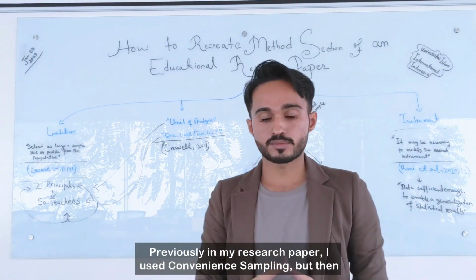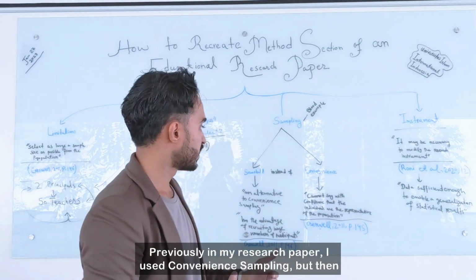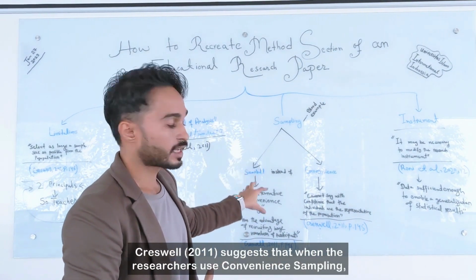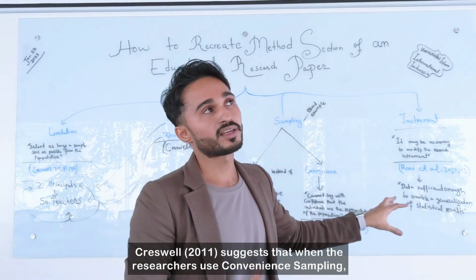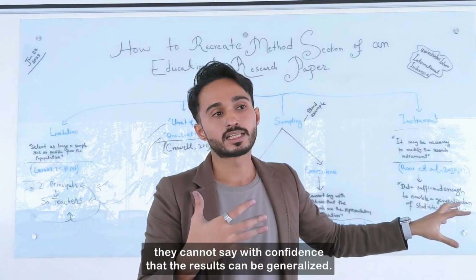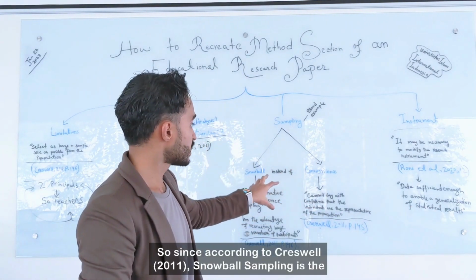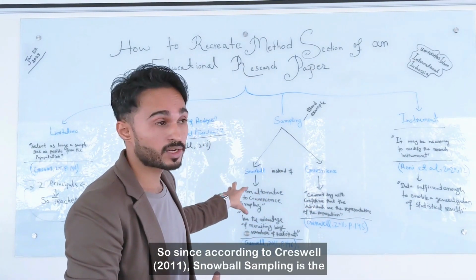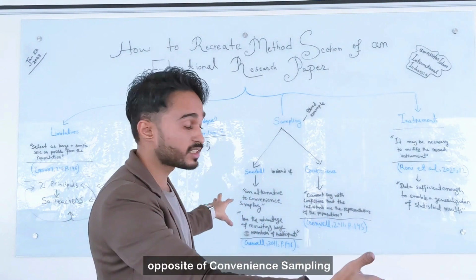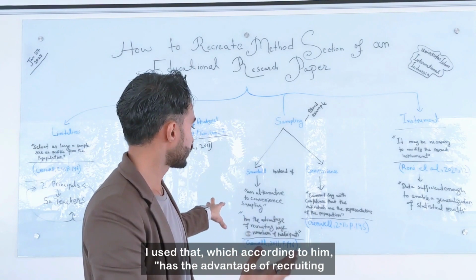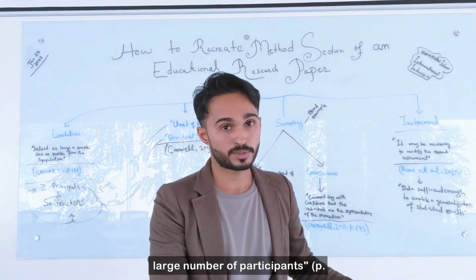Previously in my research paper I used convenience sampling, but then Creswell 2011 suggests that when researchers use convenience sampling, they cannot say with confidence that the results can be generalized. Since, according to Creswell, snowball sampling is the opposite of convenience sampling, I used that, which according to him has the advantage of recruiting a large number of participants.